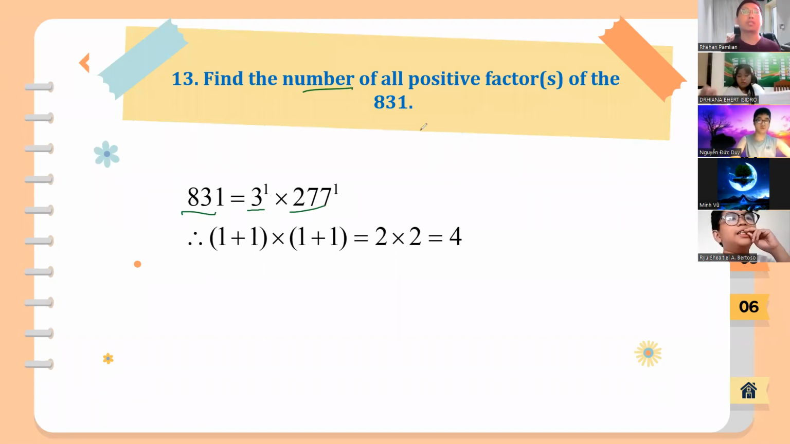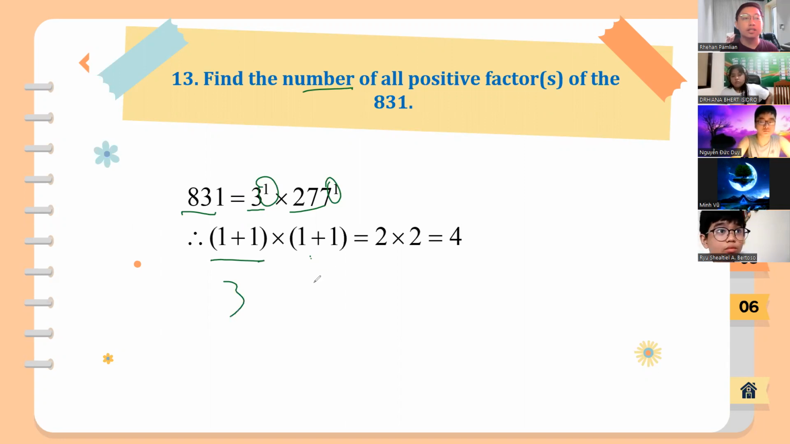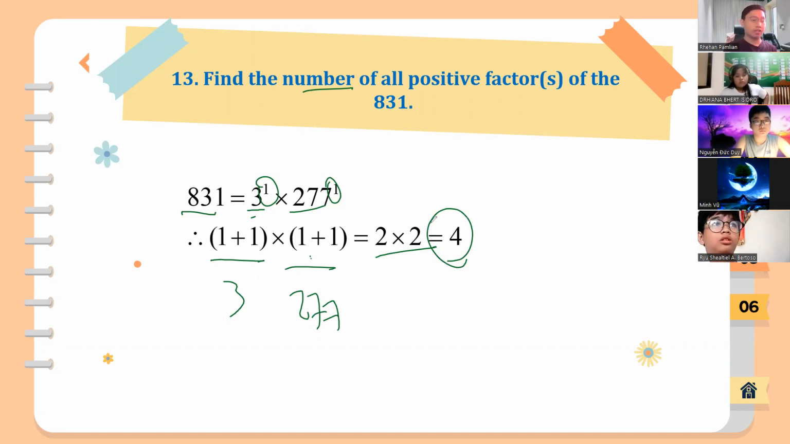But we're looking for the number of all positive factors, so we take into account the exponent. For 3, you'll have 1 plus 1. And for 277, that's 1 plus 1, because you have 1 and then just add another 1. That is how you get the number of positive factors: just add 1 to the exponent of each term. So the number of positive factors in total would be 4. Did you guys understand?